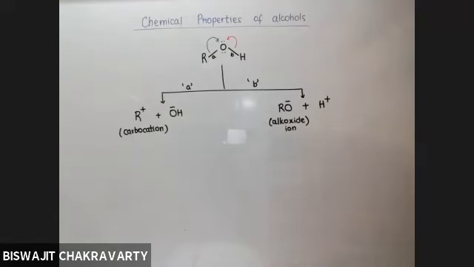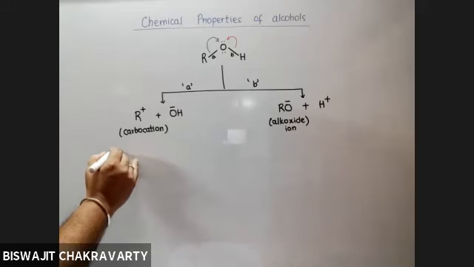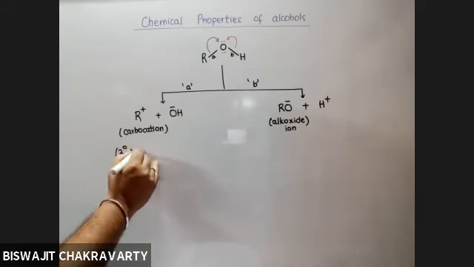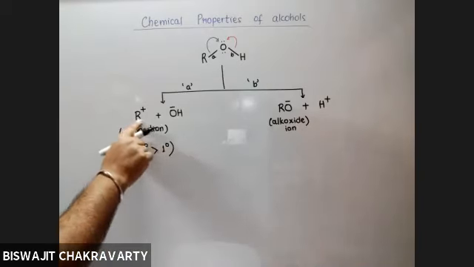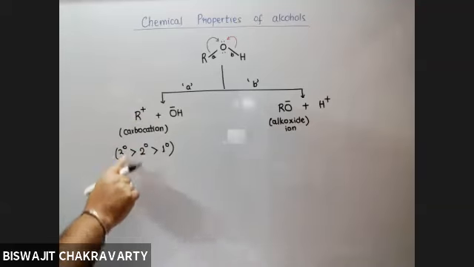3 degree. Why? Because carbocations are electron deficient, and the greater the number of alkyl groups surrounding the carbocation, the more stable the carbocation will be. That is why the reactivity order will be 3 degree greater than 2 degree greater than 1 degree. Why? Because the carbocation is most stable for 3 degree and least stable for 1 degree. Clear?